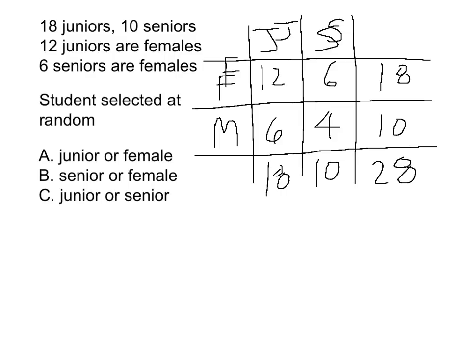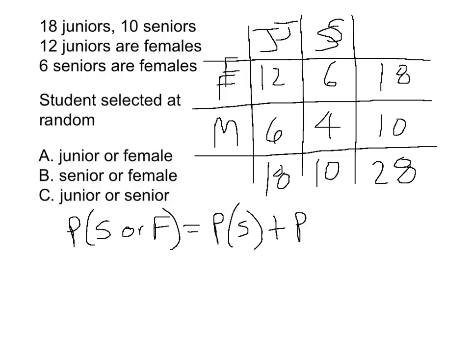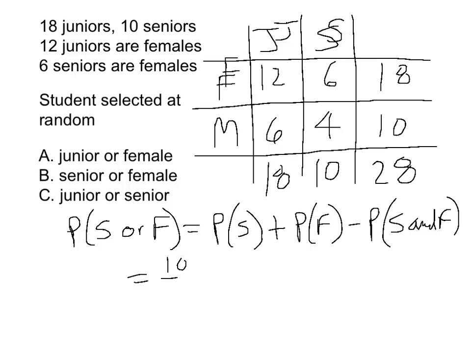The probability that we'd have a senior or a female would be the probability that we would select a senior plus the probability that we would select a female minus the probability that we would select someone with both attributes, a senior and a female. So we have 10 seniors out of 28 people plus 18 females out of 28 people.